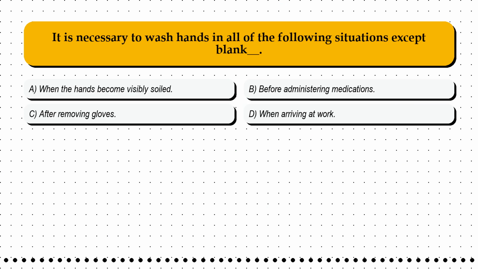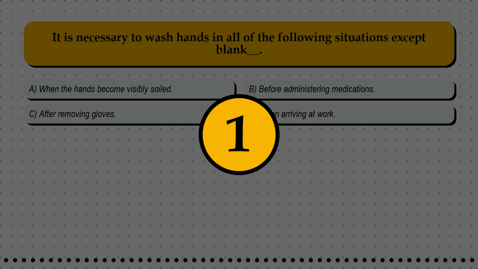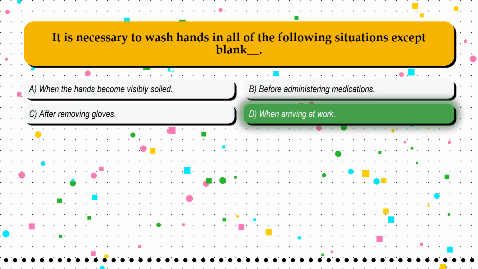Question 245. It is necessary to wash hands in all of the following situations except blank. Option A, when the hands become visibly soiled. Option B, before administering medications. Option C, after removing gloves. Option D, when arriving at work. The correct answer is option D, when arriving at work.